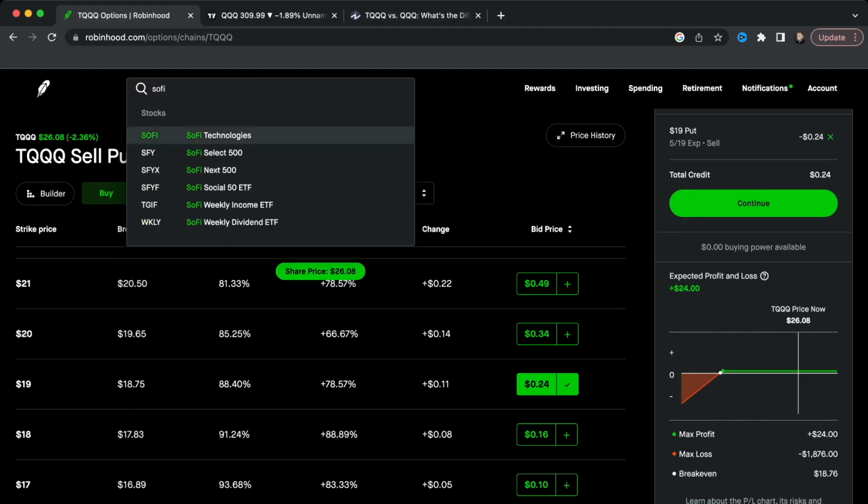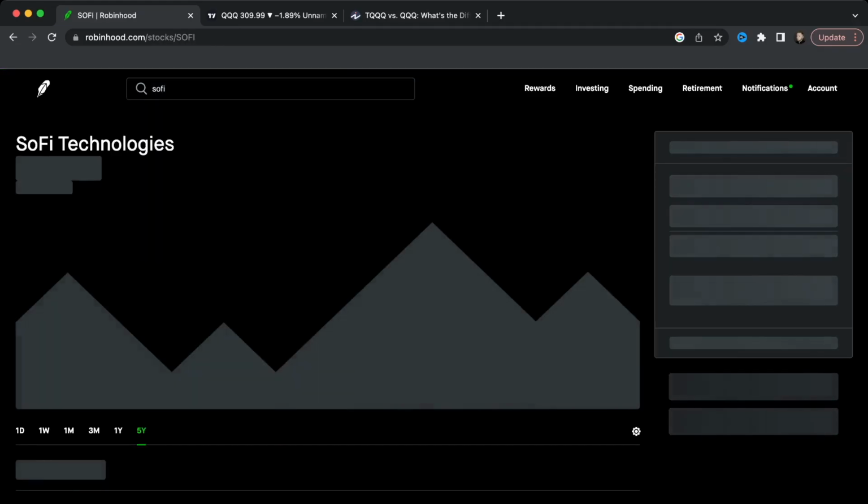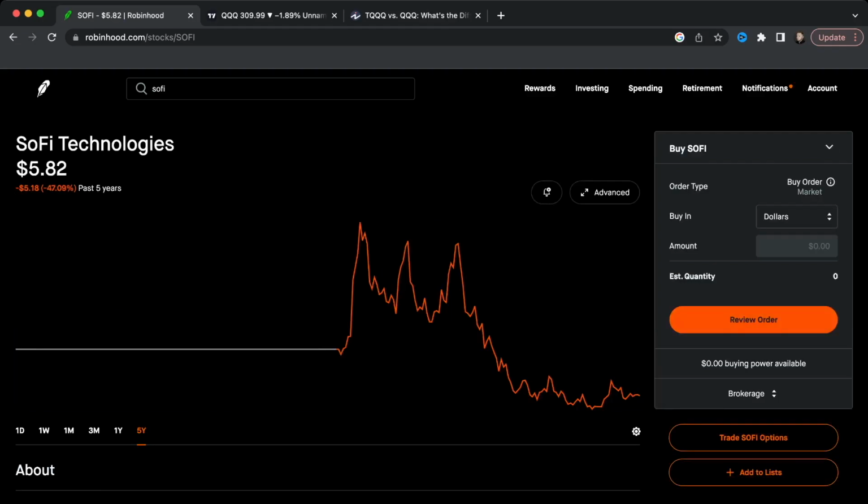And again, I don't do this one because I don't think it's needed. You guys can see here, this is a 5-year chart. It's done nothing really but go down. I do think that they have the probability of going up, though, eventually. But again, I'm not trading this.